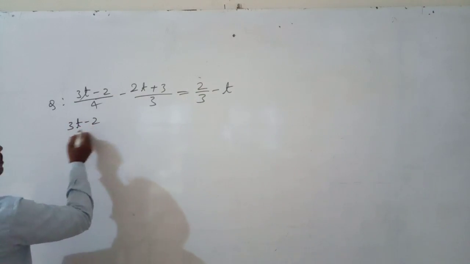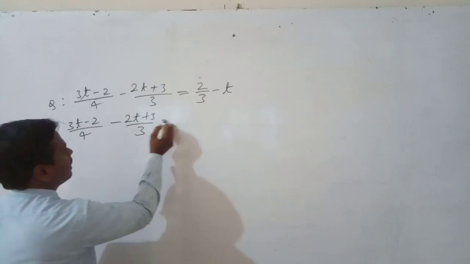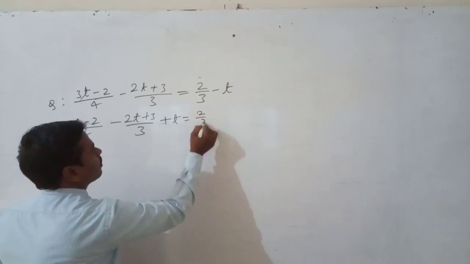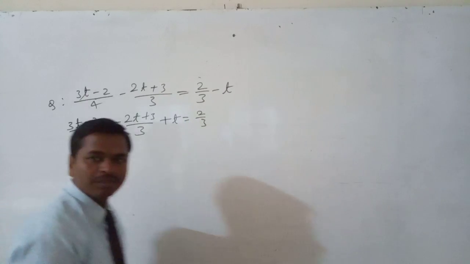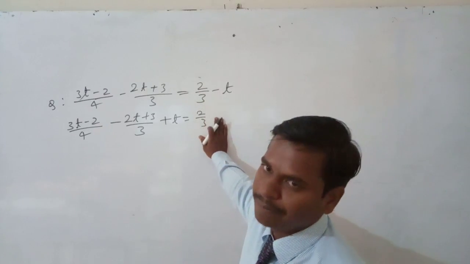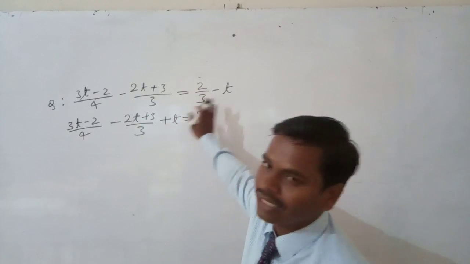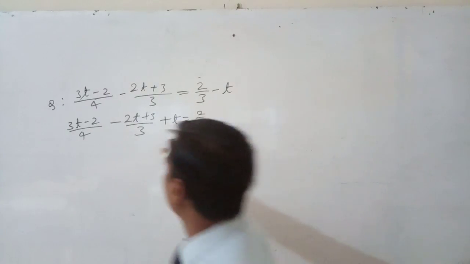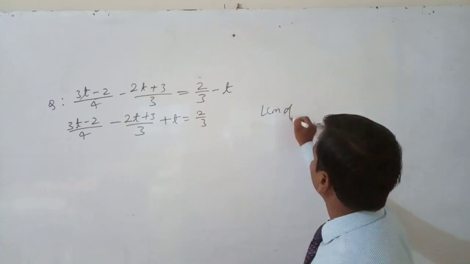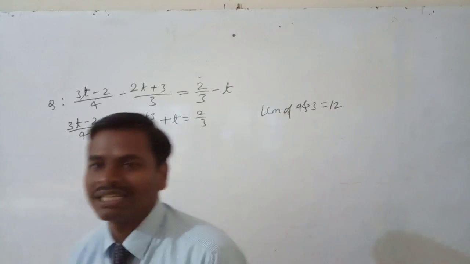(3t minus 2) by 4 minus (2t plus 3) by 3, minus t will become plus t, plus t equal to 2 by 3. The right side is in its simplest form, so I'll write this term the same. Now minus t will become plus t that side. I am shifting only this one term. Now take the LCM of 3 and 4. LCM of 4 and 3 is 12.